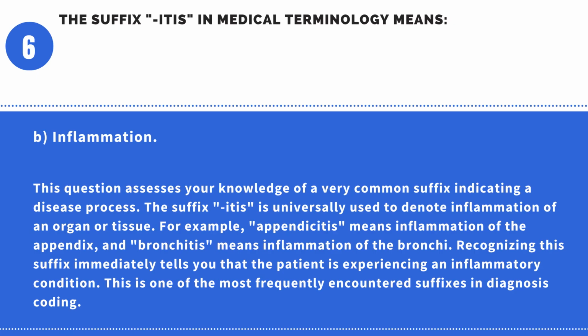The suffix itis is universally used to denote inflammation of an organ or tissue. For example, appendicitis means inflammation of the appendix, and bronchitis means inflammation of the bronchi. Recognizing this suffix immediately tells you that the patient is experiencing an inflammatory condition. This is one of the most frequently encountered suffixes in diagnosis coding.